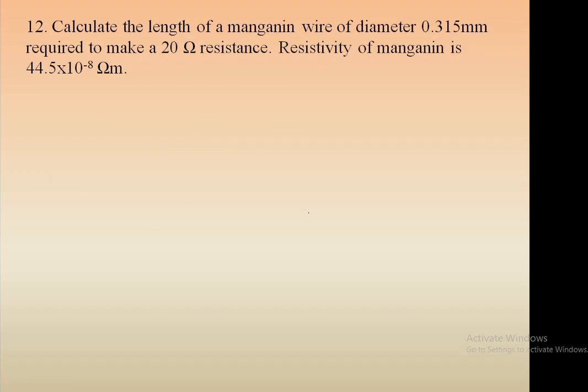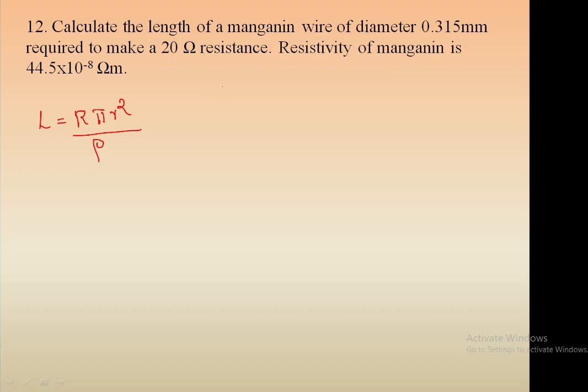The next: calculate the length of a manganese wire of diameter 0.315 millimeter required to make a 20 ohm resistance. The resistivity of manganese wire is 44.5 × 10^-8 ohm meter. Here also, we are asked to find the length of the manganese wire. So, let us write the expression for the length. L is equal to capital R into pi small r square divided by rho.